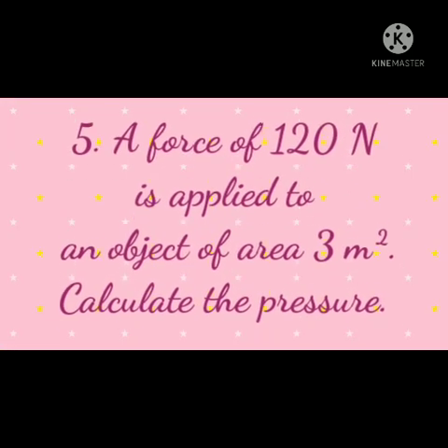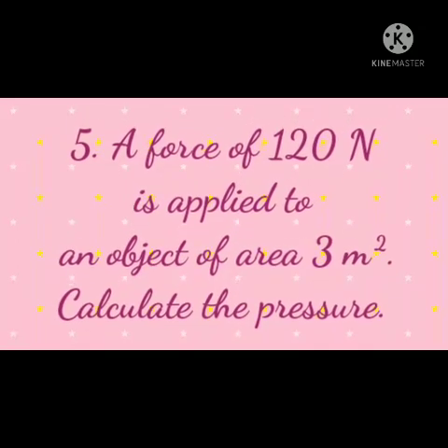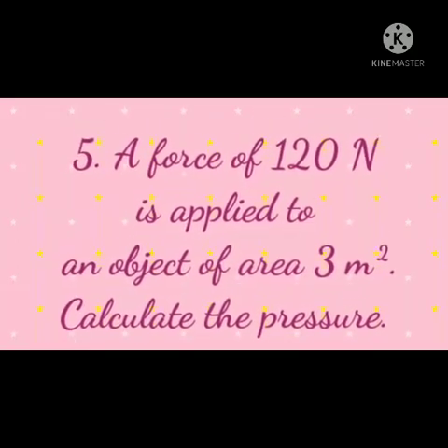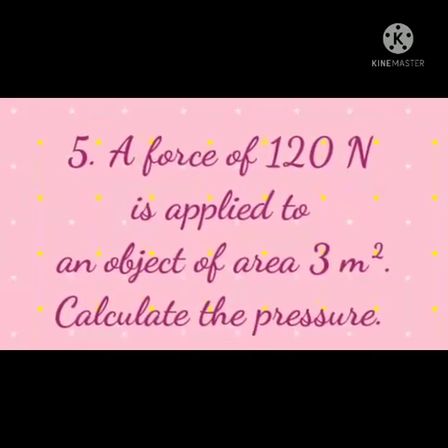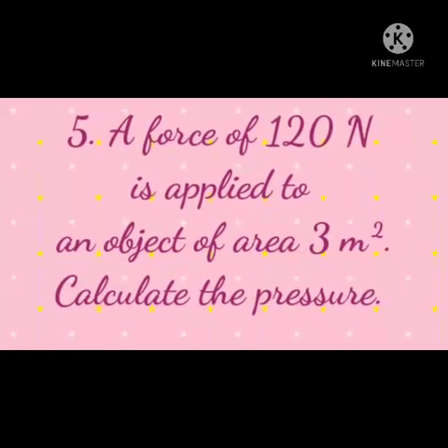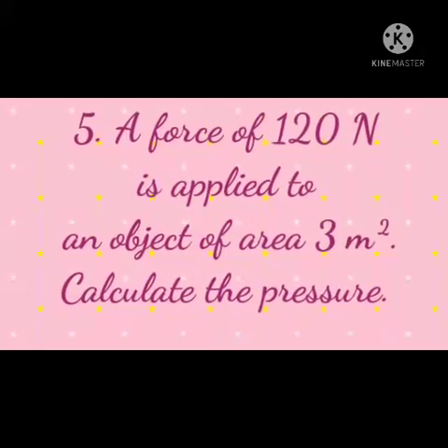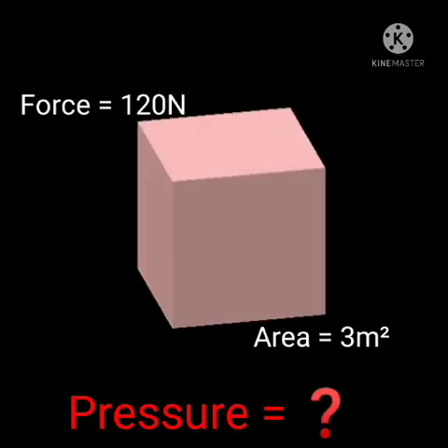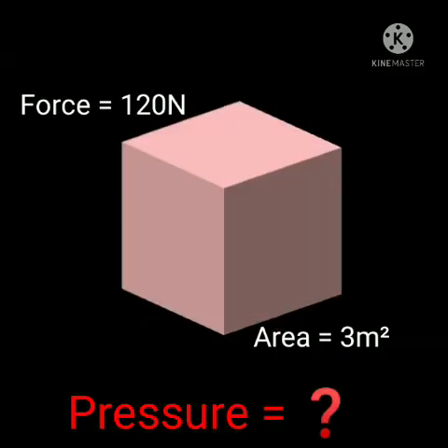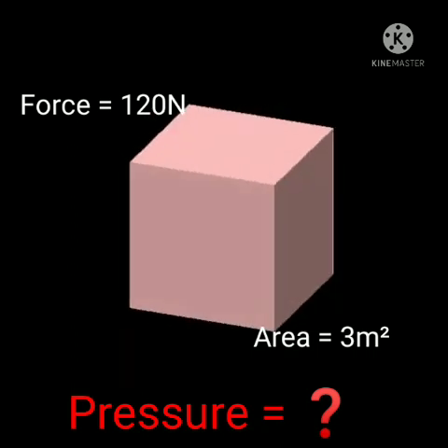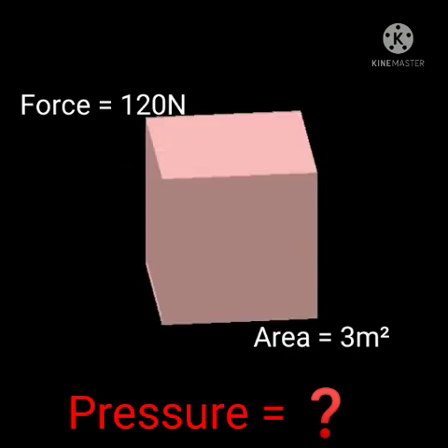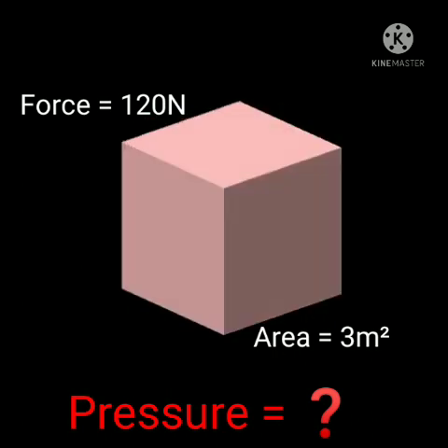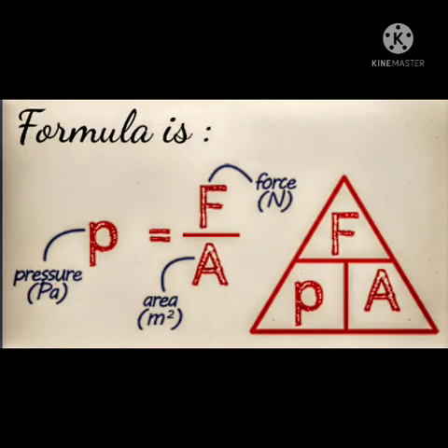Fifth numerical: a force of 120 Newton is applied on an object of area 3 meters square. Calculate the pressure. Let's solve it. Force is 120 Newton. Area is 3 meters square. We will calculate pressure. The formula is pressure is force upon area.